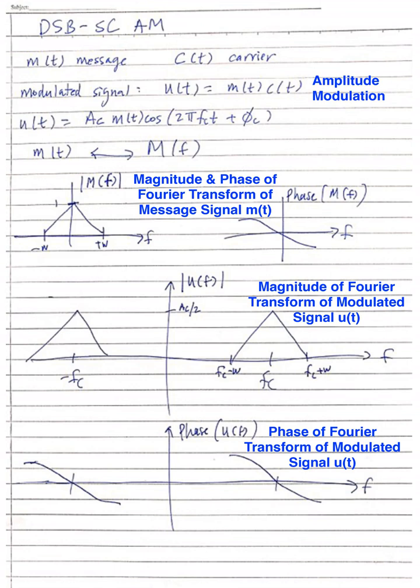From Fourier transform theory, we know that multiplication in time is convolution in frequency. The Fourier transform of m of t is M of f. The Fourier transform of cosine of 2 pi fct is two delta functions at frequency plus minus fc. So the Fourier transform of u of t is the convolution of M of f and two delta functions. This is a frequency domain view of double sideband suppressed carrier AM.